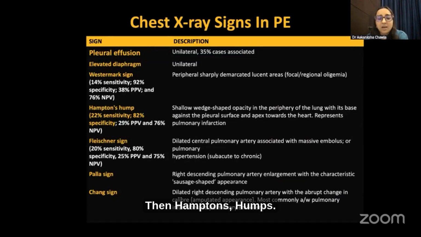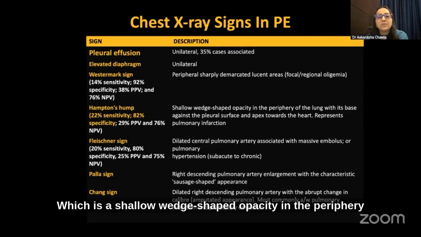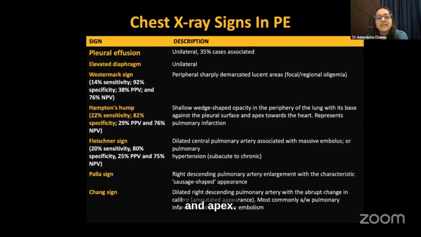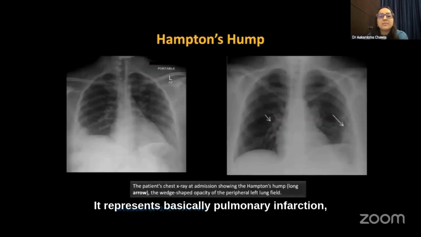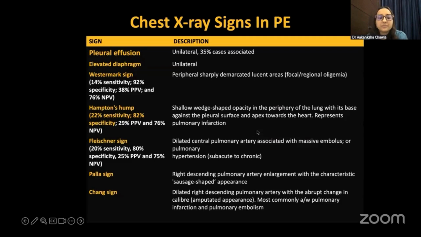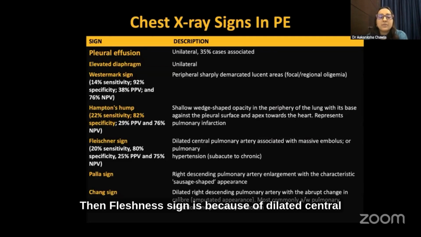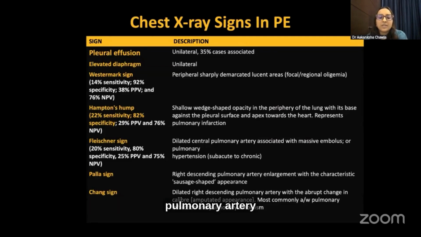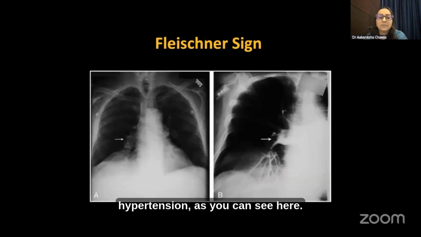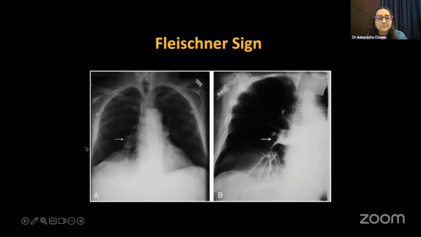Then Hampton's hump, which is a shallow wedge-shaped opacity in the periphery of the lung with its base against the pleural surface and apex. It represents basically pulmonary infarction, if you can see with these arrows on both these X-rays. Then Fleischner's sign is because of dilated central pulmonary artery due to presence of a massive embolus or pulmonary hypertension, as you can see here.